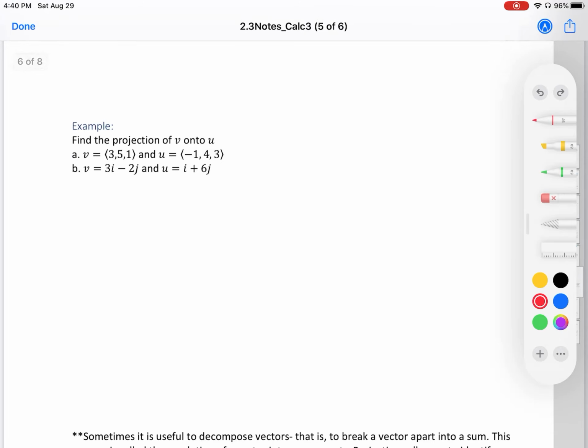Find the projection of v onto u. All right, so we have a formula to follow. We learned this new formula, and it tells us that the projection of v onto u is equal to the dot product of u and v divided by the magnitude of u squared times u.